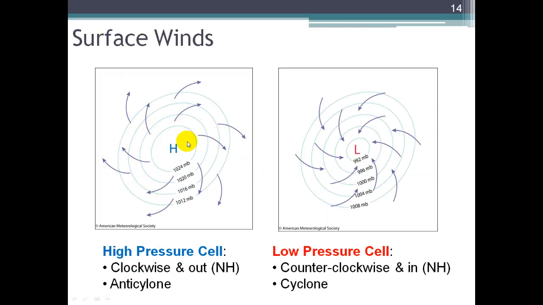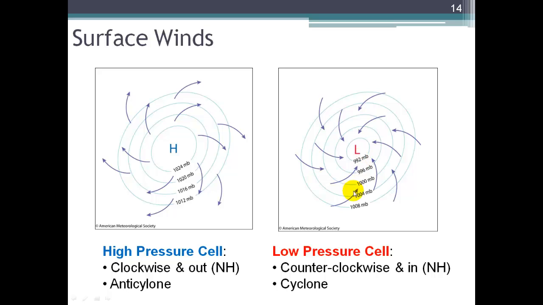Clockwise and out of the high pressure cell in the northern hemisphere. Again, it would be just the opposite in the southern hemisphere. Around a high pressure system in the southern hemisphere, it would still be an anticyclone, but the winds would be moving counterclockwise and out.